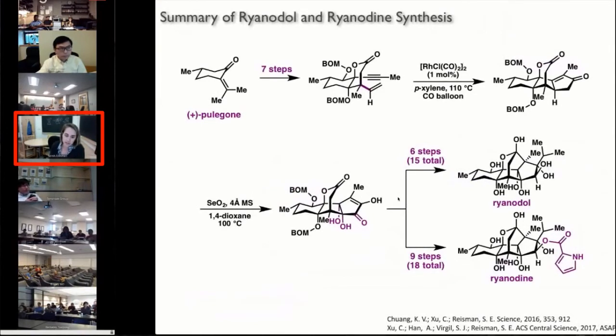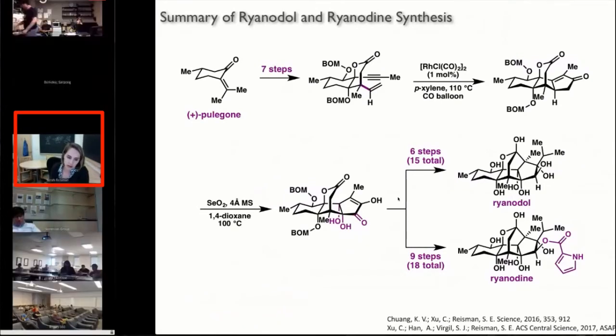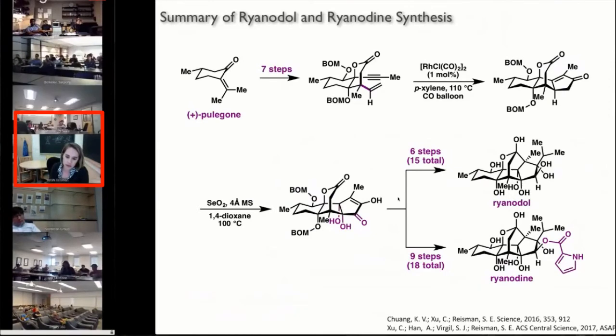If you move to the next slide, I'll just show that this intermediate is a key intermediate in the synthesis of both ryanodol, so we can elaborate from there in just 6 steps to ryanodol, or if we change the steps a little bit, we can elaborate in an additional 9 steps, so 18 total steps, to the natural product ryanodine. That's some work that we just recently published within the last couple of weeks in ACS Central Science.